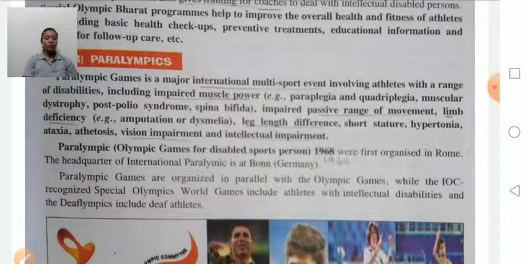at Rome, Italy. In the Paralympic Games, there are different types of disability. These disabilities are categorized into 10 types, and there are competitions according to each type. Paralympic Games are organized in parallel with the Olympic Games, while the International Olympic Committee recognizes the Special Olympics World Games, which include athletes with intellectual disability, and the Deaf Olympics, which include deaf people. Deaf Olympics means for those who can't hear.